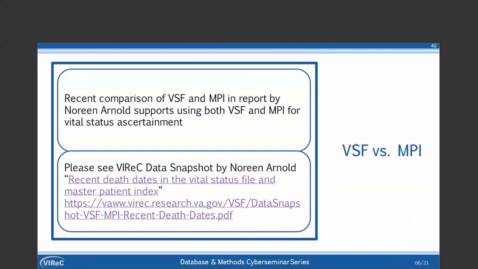Now, the link is provided below. It's only available on the VA intranet, so the link should work. If it doesn't, go to the VIReC website, and I think you can get it from there. But last time I checked, this link did work. Sometimes you can't be sure about these links, but this one should work. I encourage you to look at the report to get more details about the comparison of these two sources of death.